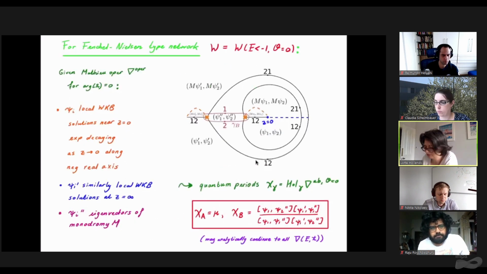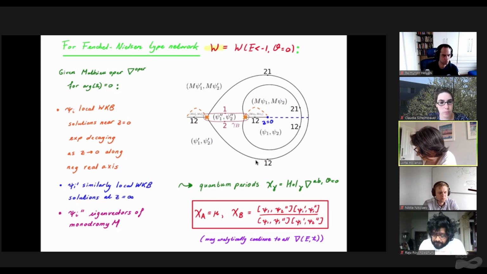So suppose that we want to do this for this Fenchel-Nielsen network that we met, the network that I called W. In that case, suppose that we want to abelianize the oper corresponding to the Mathieu equation for a phase which is given by 0. That's exactly when we find this network. In that case, abelianization tells us that we have to find a particular gauge, a gauge which, at least for WKB abelianization, is characterized by local WKB solutions.